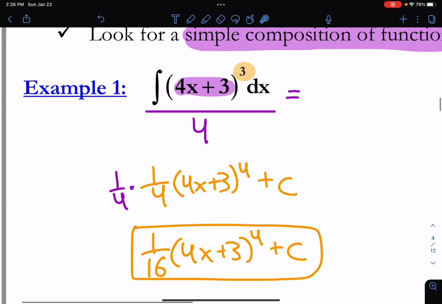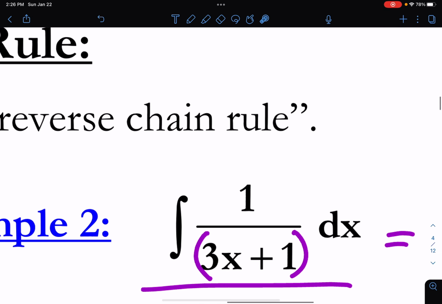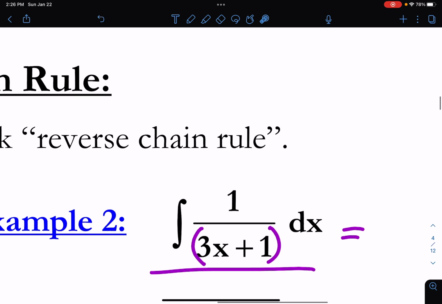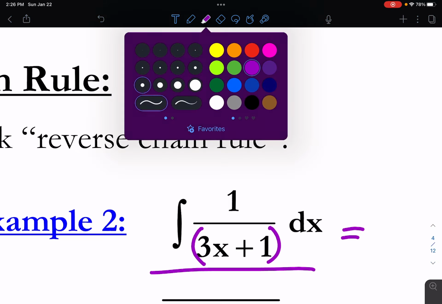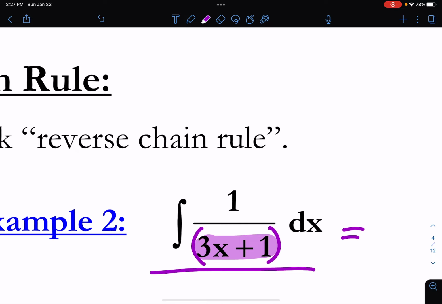Okay, example 2, right? Now, fractions can be a little bit tricky, right? But remember, when you have multiple terms, right, think PEMDAS, right? Technically, you have to do 3x plus 1 first. So let me put that in parentheses, right? And now that is the composition part. All of that is inside of the reciprocal function, right?